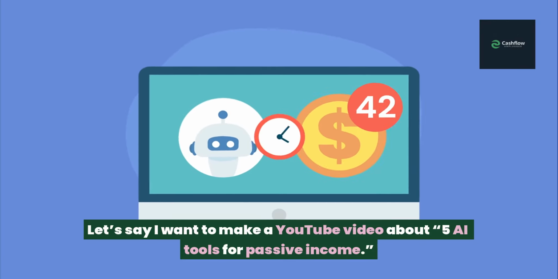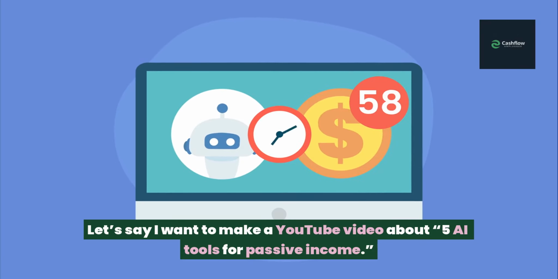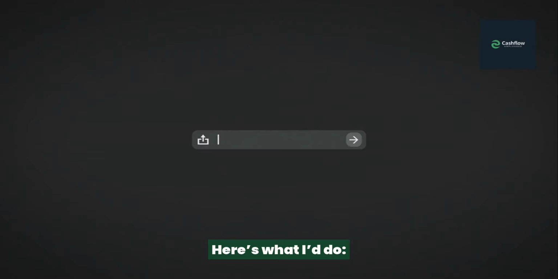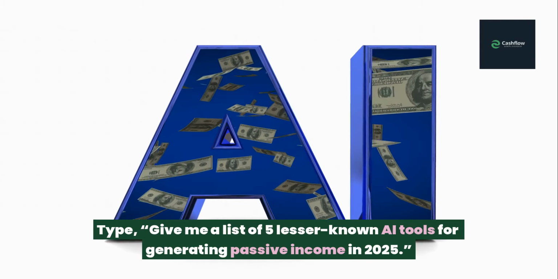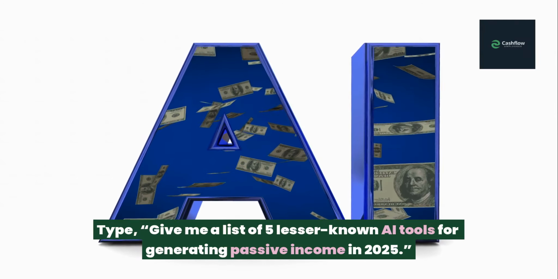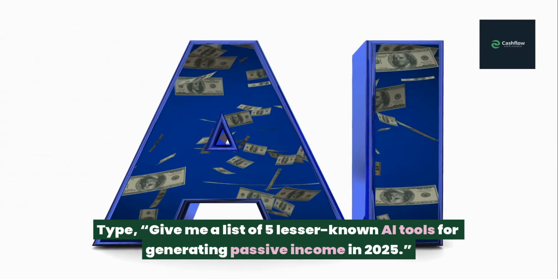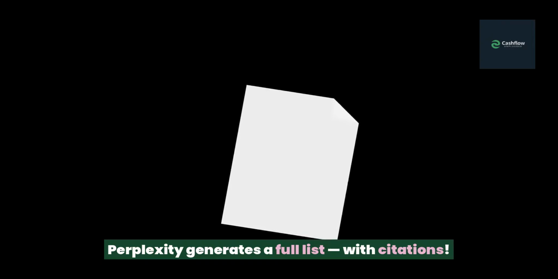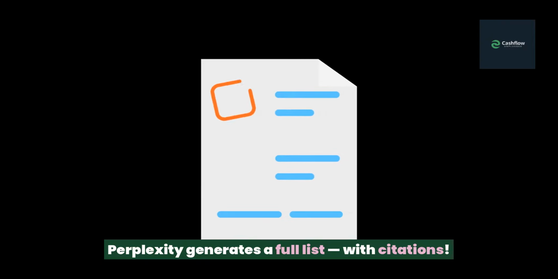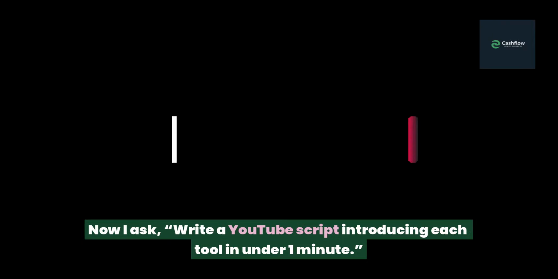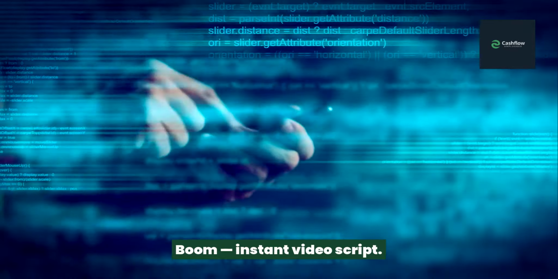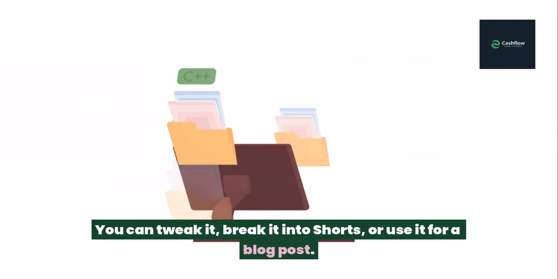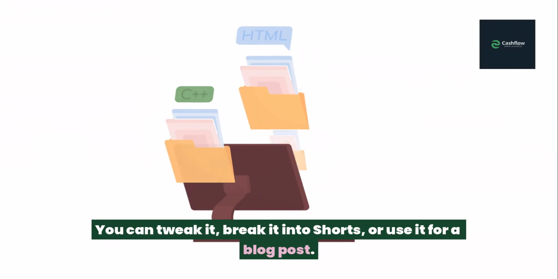Let's say I want to make a YouTube video about 5 AI tools for passive income. Here's what I'd do. Type, "Give me a list of 5 lesser-known AI tools for generating passive income in 2025." Perplexity generates a full list with citations. Now I ask, "Write a YouTube script introducing each tool in under 1 minute." Boom! Instant video script. You can tweak it, break it into shorts, or use it for a blog post.